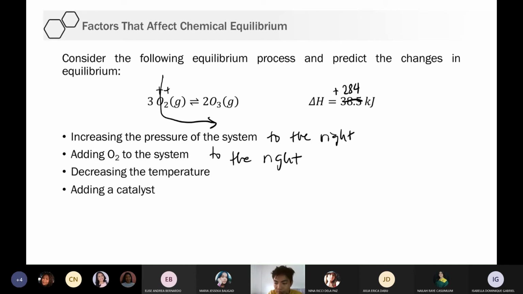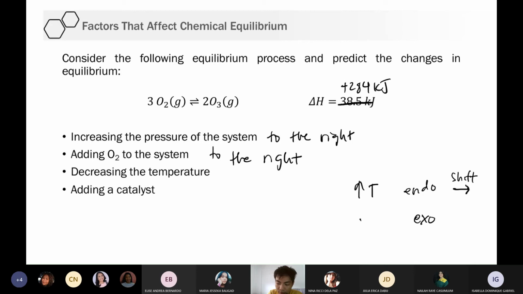Decreasing the temperature. Okay? So decreasing the temperature, again, there are two outcomes. If it is endothermic and you increase the temperature, the shift of the equilibrium is to the right. If it is exothermic and you decrease the temperature, the shift is to the left. I mean to the right, sorry. They're the same, to the right.